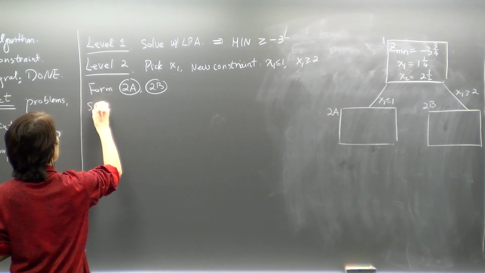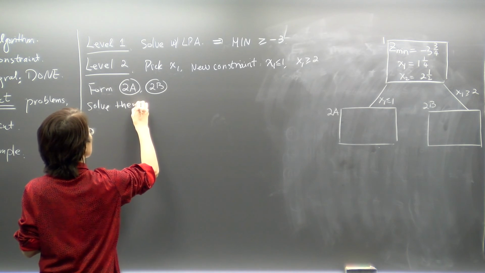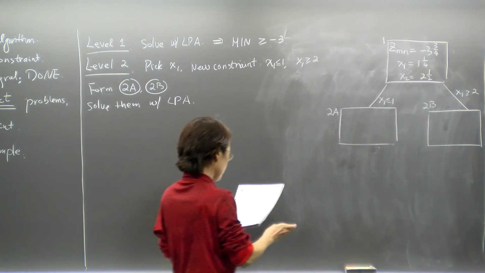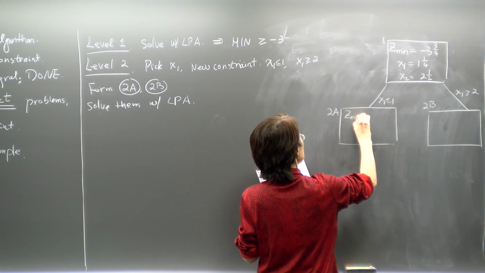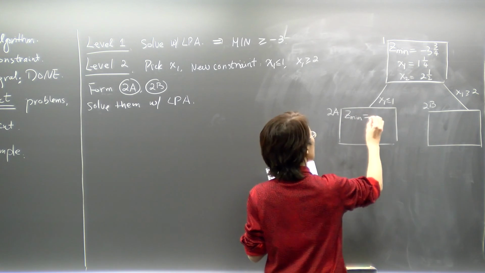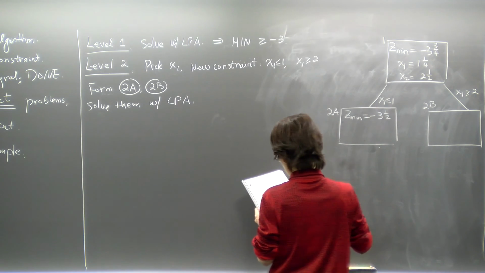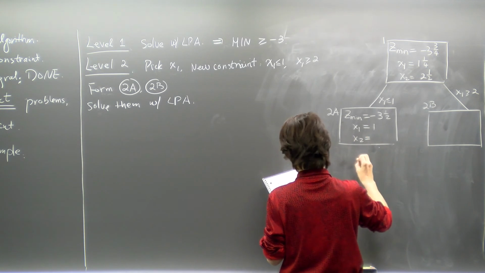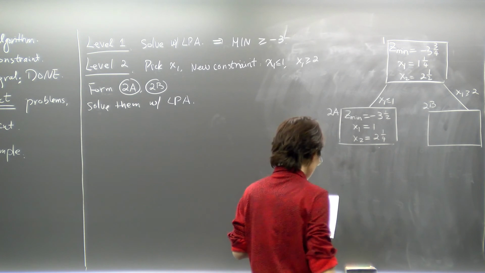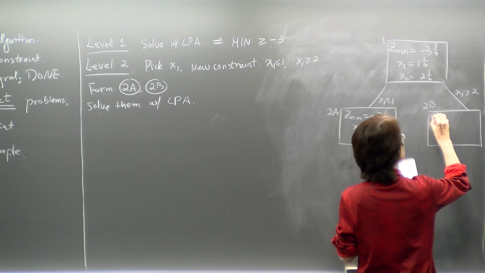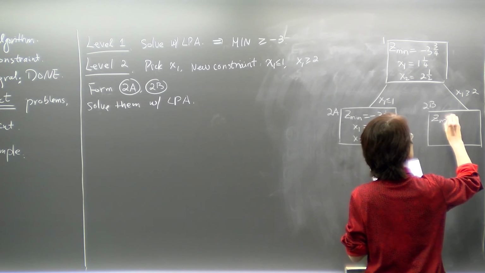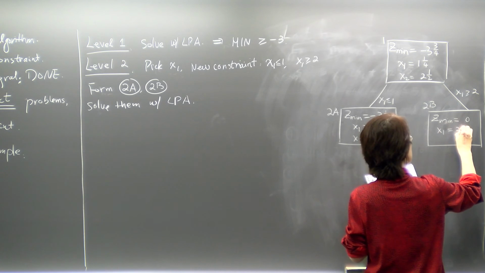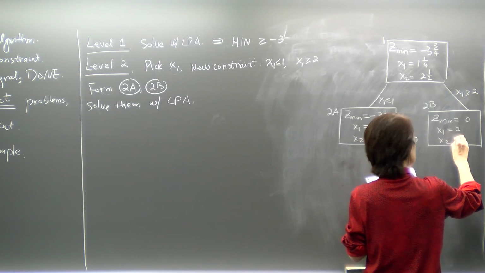Okay, and I can solve them, right? Solve them with the LP assistant. Okay, so there's a lot to do here. So let's say I solve this. This gives me z min is negative 3.5, and x1 is 1, x2 is 2 1/4. And then for the other one, if I solve it, I get z min equals 0. x1 is 2, x2 is 1.